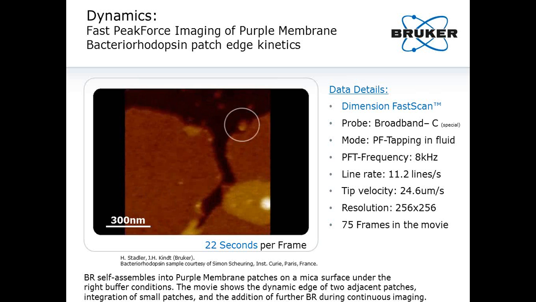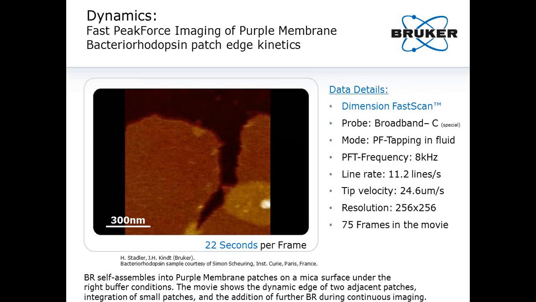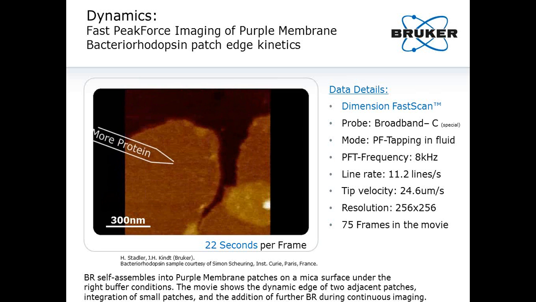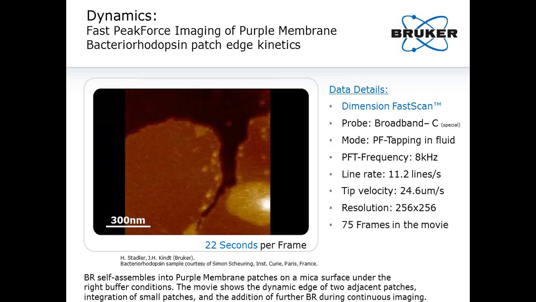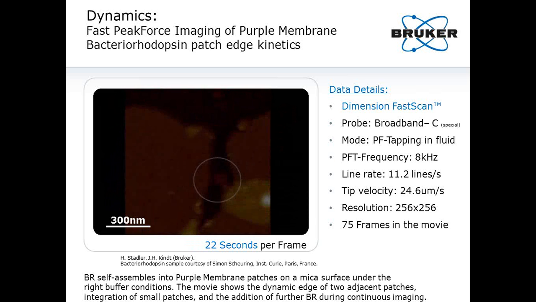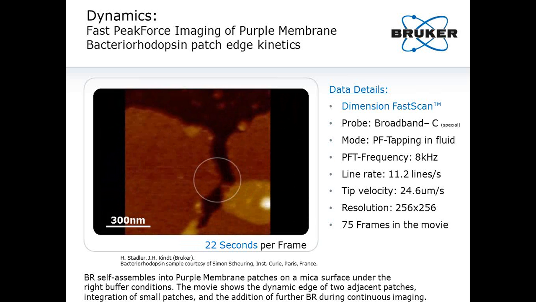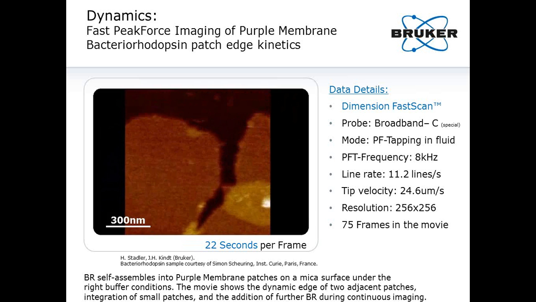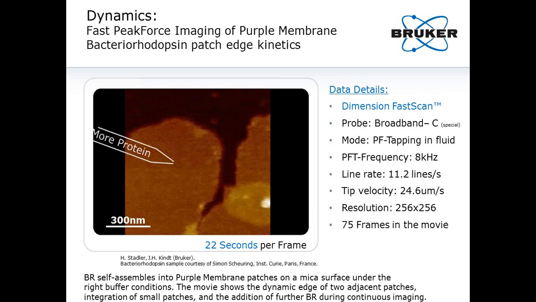Here we see a movie of 3 larger purple membrane patches, loosely adhered and diffusing on a mica substrate in buffer solution. The movie was taken at a rate of 22 seconds per frame and consists of 75 frames in total. The imaging mode used was peak force tapping. Let's take a closer look at the movie.